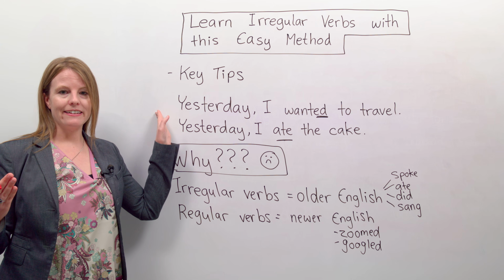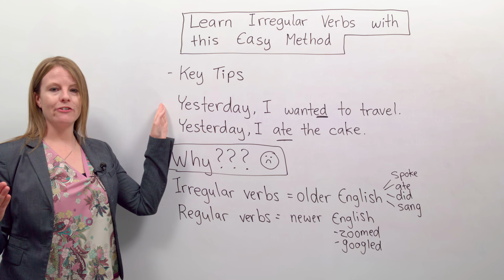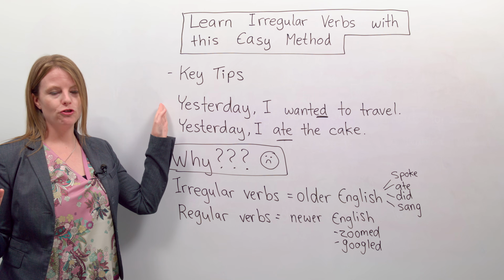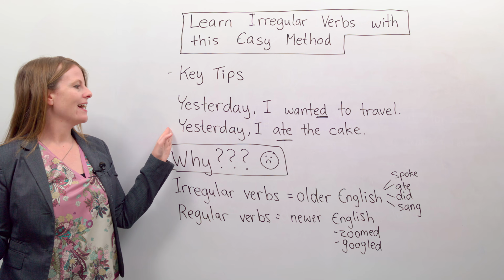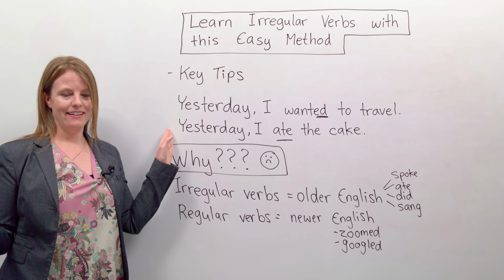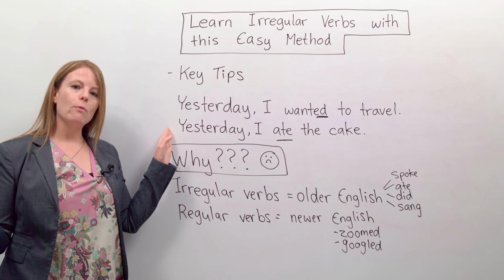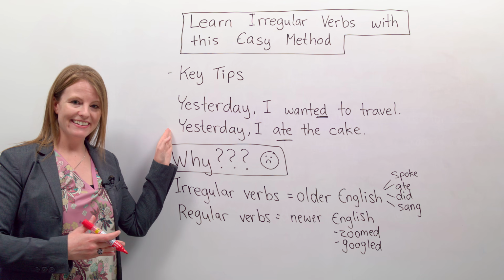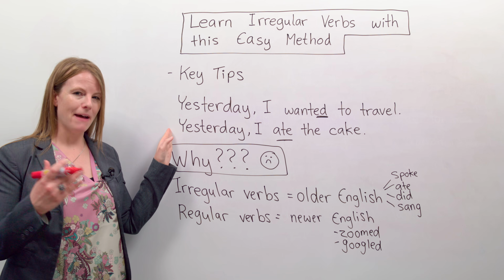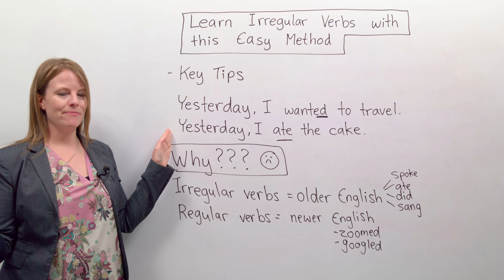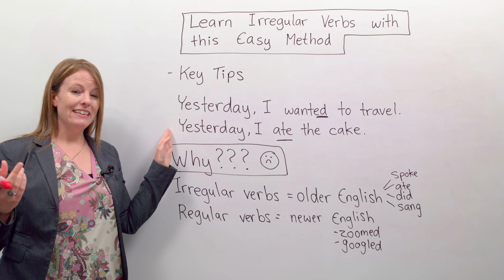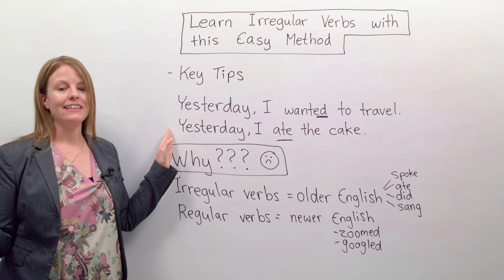Well, I have here two sentences. The first one says, yesterday, I wanted to travel. The second sentence says, yesterday, I ate the cake. So in English, when we're talking about the past tense, so something that happened in the past, like yesterday, last month, last year, we need to do something to the verb.